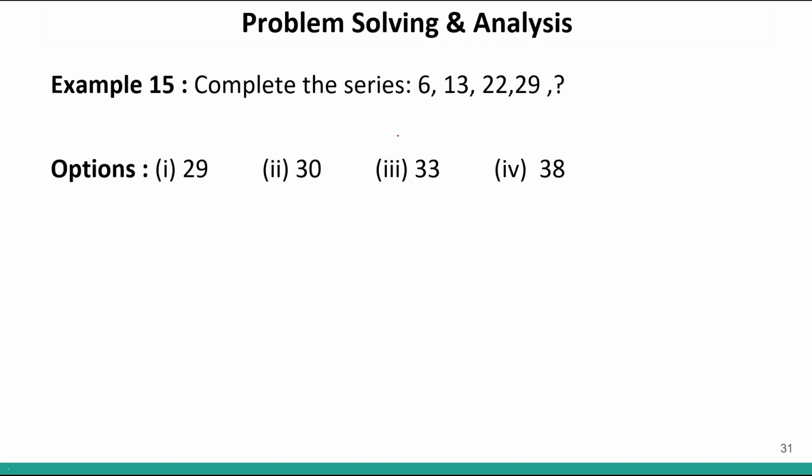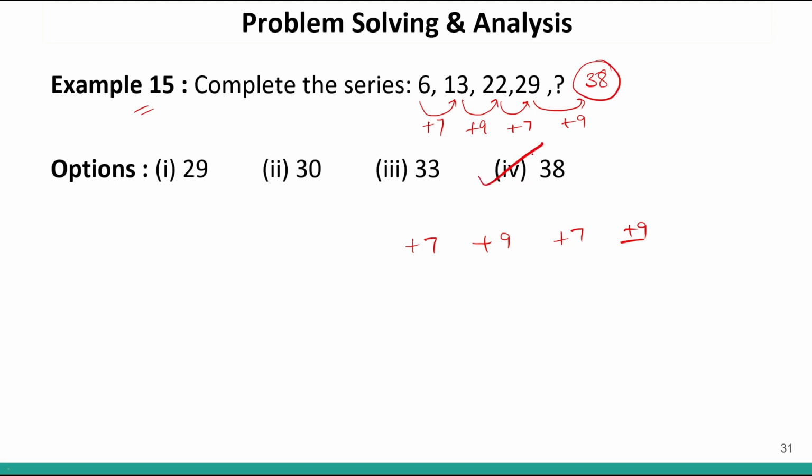Clear? Now let us look at this question, example number 15. So again a question of number series. So 6, 13, 22, 29, and then we have to find out. So 6 to 13 is plus 7. 13 to 22 is plus 9. 22 to 29 is plus 7. So I can see plus 7, plus 9, and then we have repeated again plus 7. So logically the next number will be plus 9. So if I add 9 in 29, I'll get 38. So my correct answer will be option number 4, 38.